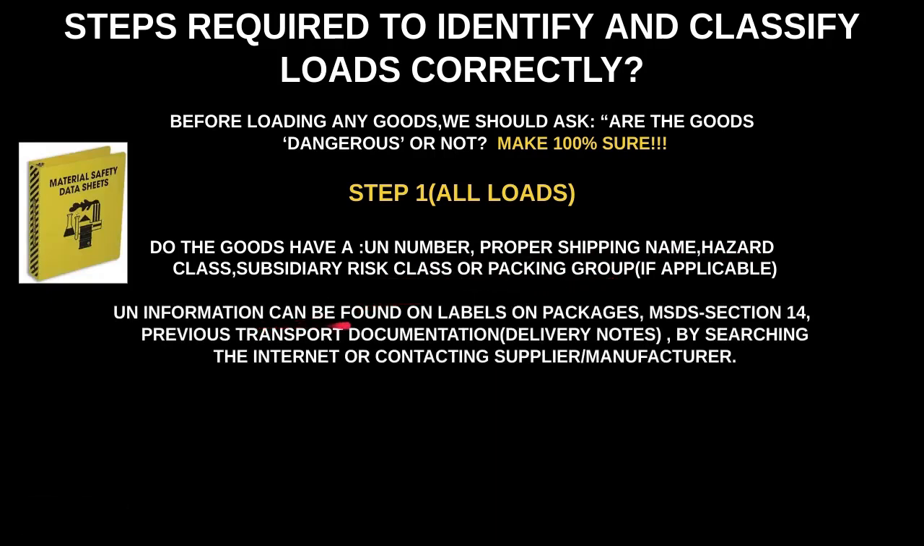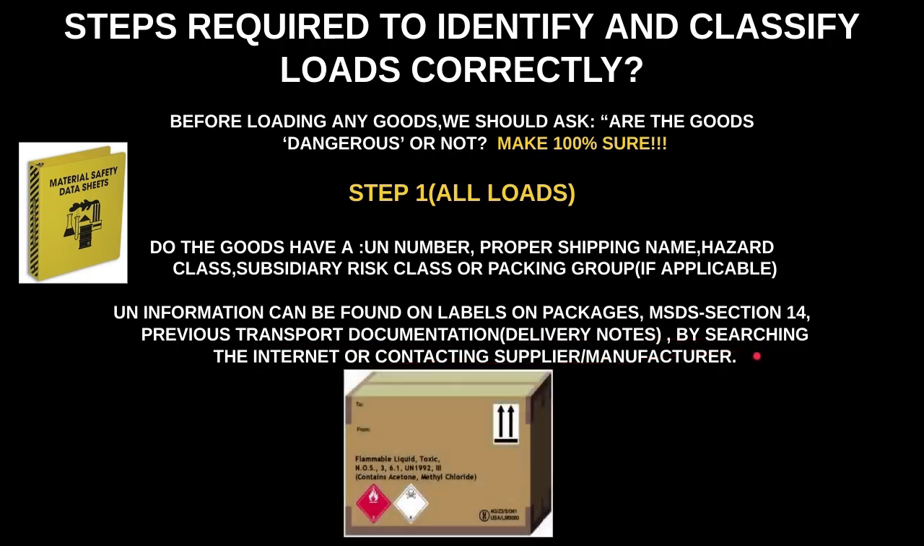UN information can normally be found on labels on packages. Material Safety Data Sheets, Section 14. Previous transport documentation or delivery notes. Online searches or by contacting suppliers or manufacturers.